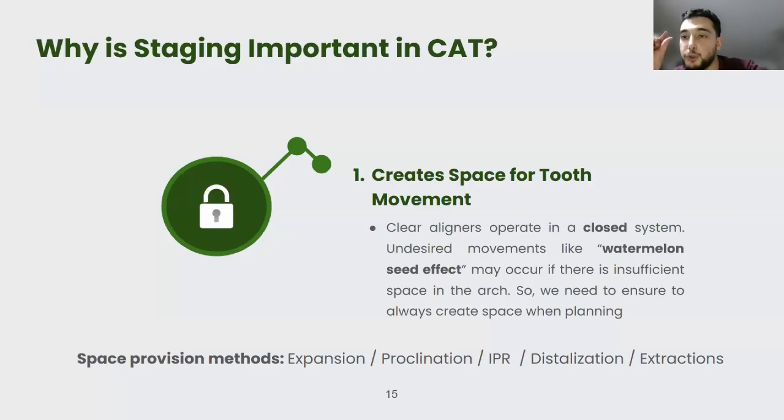So it's like holding a watermelon seed between your fingers. It's going to slip between your fingers, or from the aligner, and intrude into the bone. So this watermelon seed effect may occur if there is no sufficient space in the arch. We need to ensure we always create space when planning. And again, our space provision methods are either posterior expansion, proclination of the anterior segment, interproximal reduction, distalization of the posterior segments, or finally, in the most severe cases, extractions.